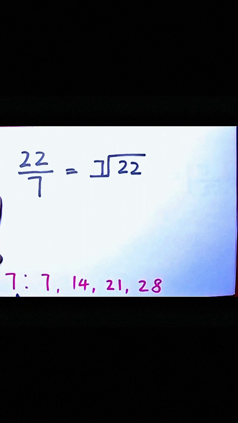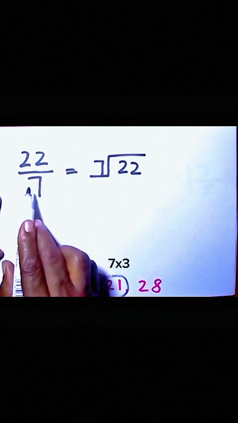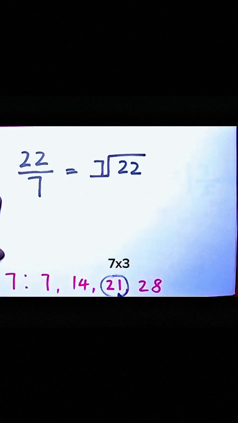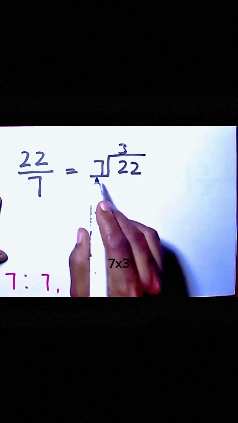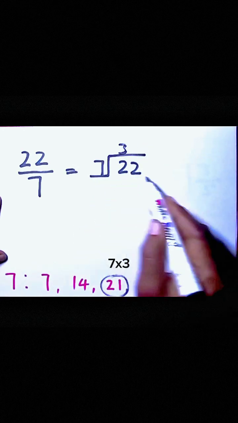Come and look at the multiples of 7. The multiples of 7 here are 7 times 1 is 7, 7 times 2 is 14, 7 times 3 is 21, 7 times 4 is 28. So this is the one that is closest. So 7 can go into 22 how many times? 3 times, because it is 7 times 3 that can give you 21. So that means 7 can go into 22 3 times.